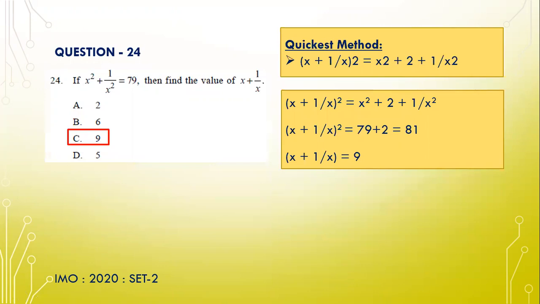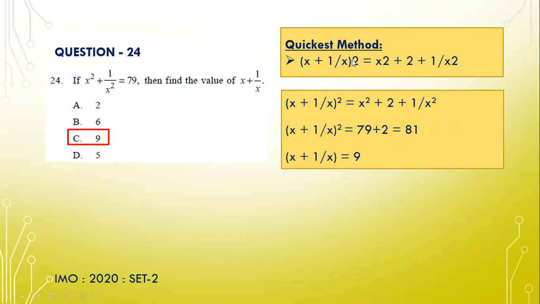If x squared plus 1 upon x squared is 79, then find the value of x plus 1 upon x, isn't it? So let's square this. If you square x plus 1 upon x, it will be x squared plus 2 into x into 1 upon x. And x into 1 upon x will get cancelled. Only 2 will remain, plus 1 upon x squared, isn't it?